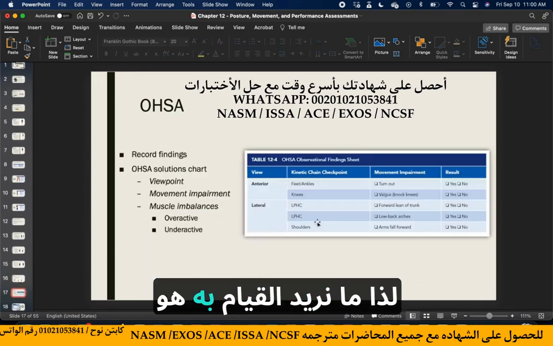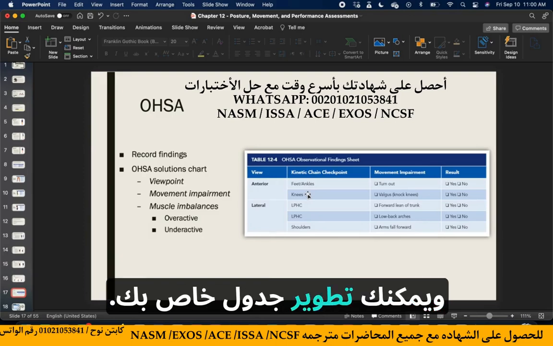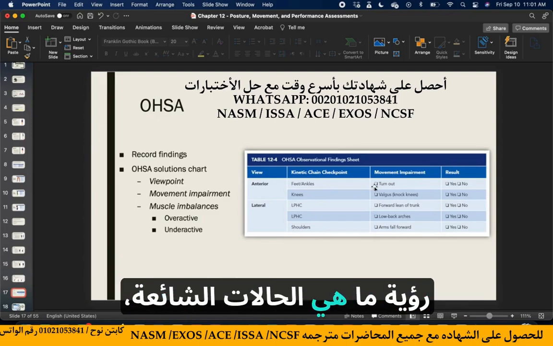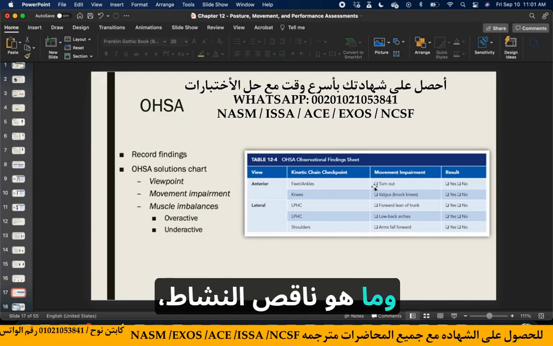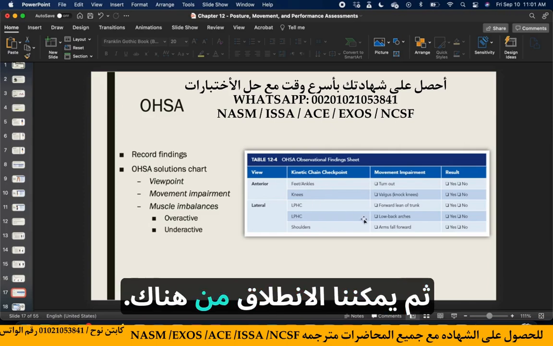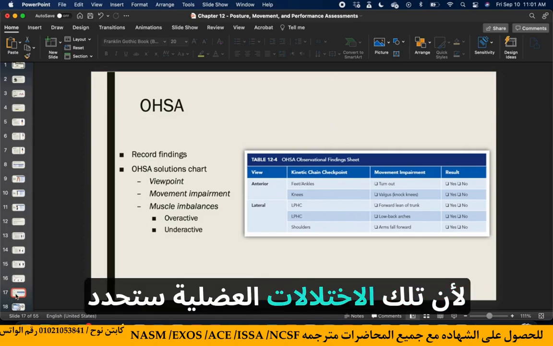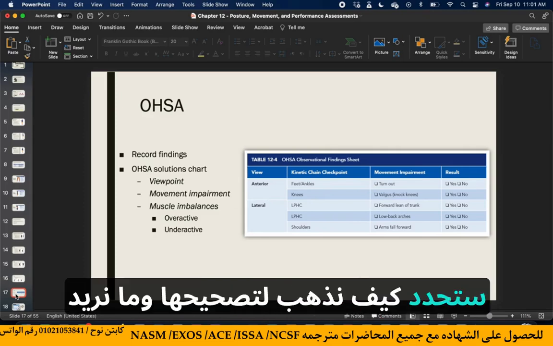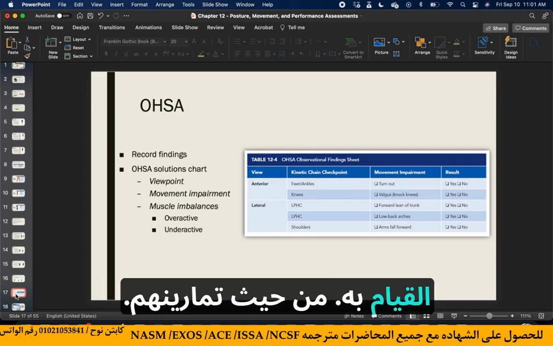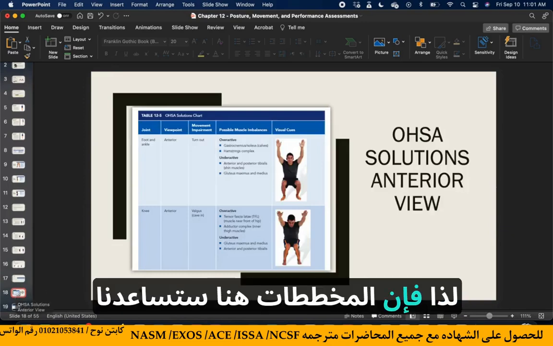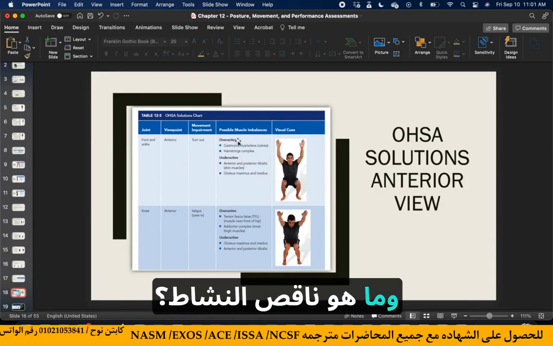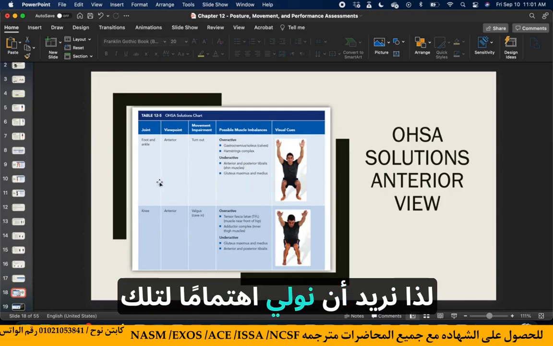So what we want to do is use this chart here. You can develop your own, but this is the chart that you'd want to do checkpoints for, so that you can see what the common conditions are. What's overactive, what's underactive, and then we can go from there. All right, because those muscle imbalances will dictate how we go about correcting them and what we want to do in terms of their exercises. So the charts here will help us greatly in terms of understanding if you have turnout, what's overactive, what's underactive. So we want to pay attention to those.